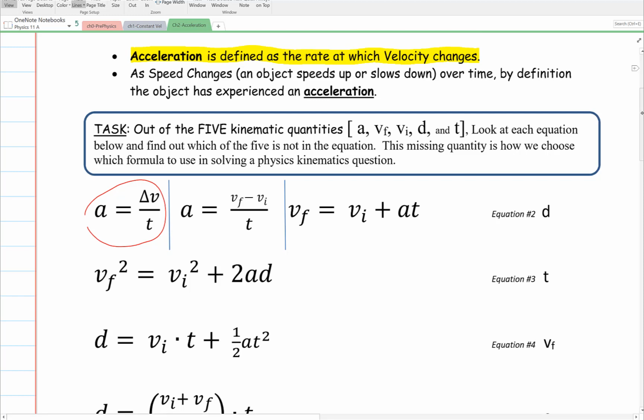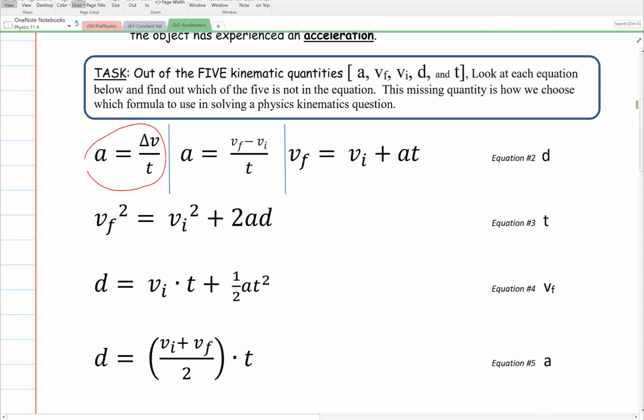If you've been observant with these 4 formulas, there are 5, that's why I keep coming back to 5. There are 5 kinematic quantities: acceleration, final velocity, initial velocity, displacement, and time. If we look at each of these equations down below, none of them have 5, but they all have 4 of these quantities. So that means 1 is missing in each one.